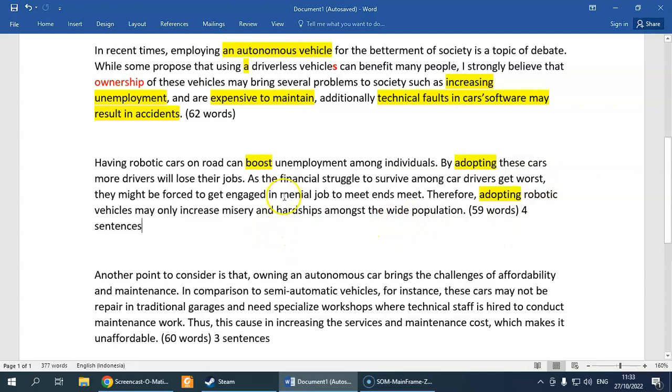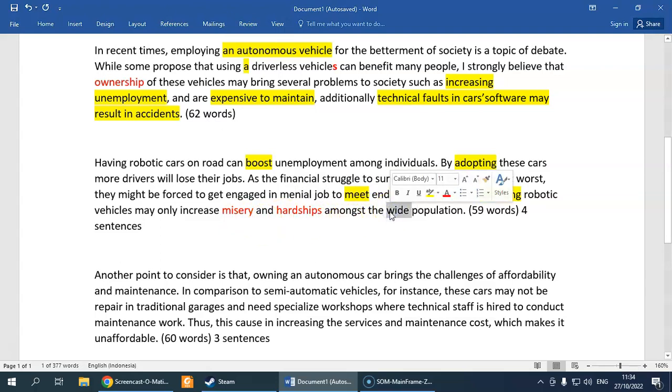Okay. So I think the technology is being adopted. More drivers will lose their jobs. Okay, is the financial struggle to survive among car drivers get worse? Worst or worse? They might be forced to get engaged in menial jobs to make this. This is wrong. Not meet, but make. Make ends meet. Vehicles may only increase misery and hardships. Misery. Okay. Yeah, misery means in a very difficult situation. Hardships are also similar to misery.